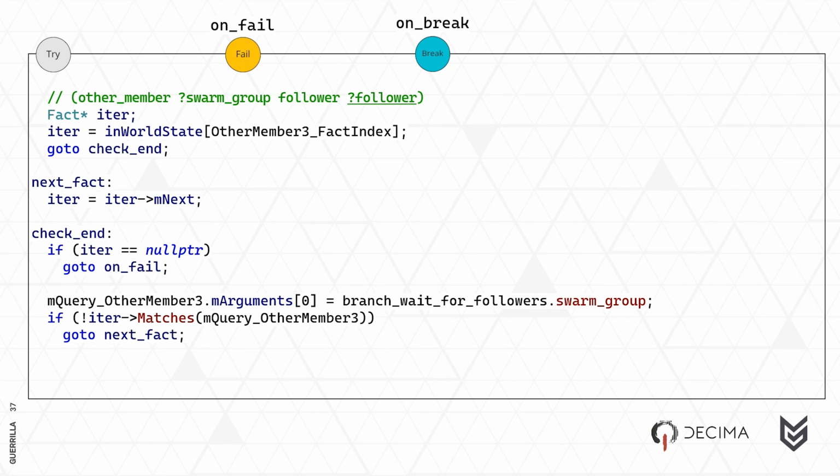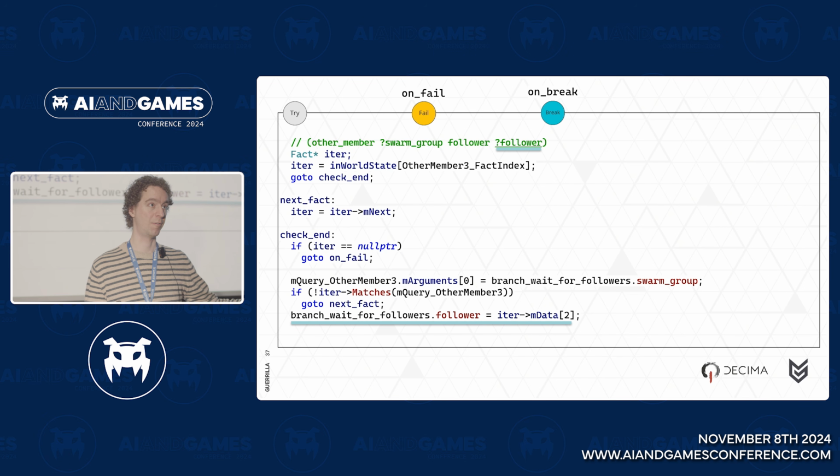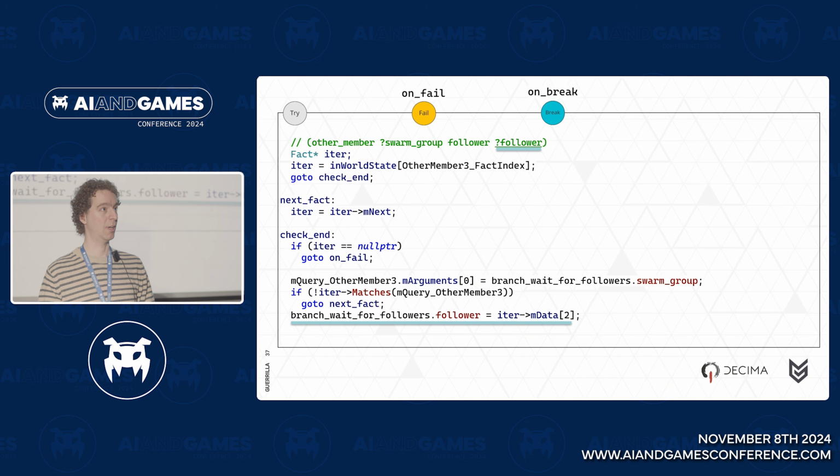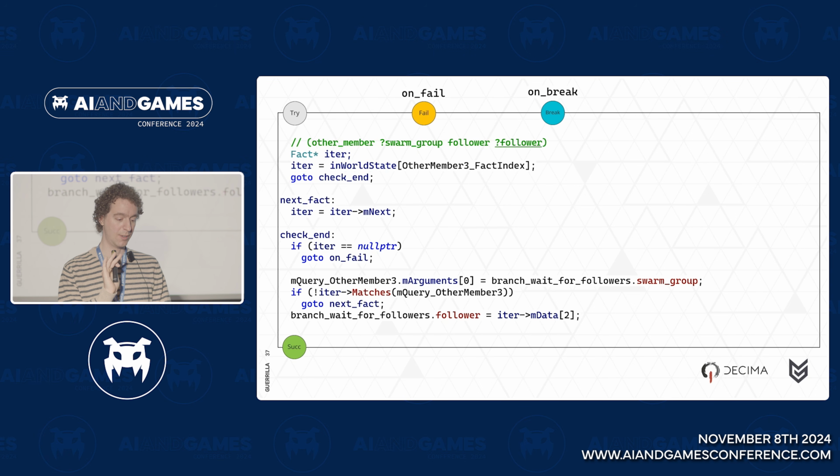But then if we do find one matching fact, we have our output of the fact, and we can set that as the value of our follower variable. And now we've already reached the end, the bottom, and this is all the code that needs to be emitted.